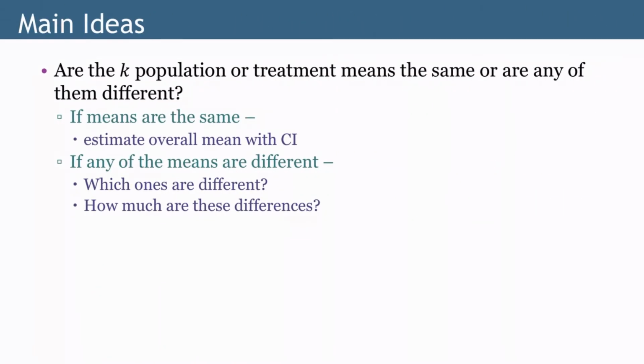So the question becomes, are these groups the same or different, right? And if so, which ones are different and how can we tell? And so that makes sense. That's usually what our null says. Null says there is no difference. And that's what we're doing here.